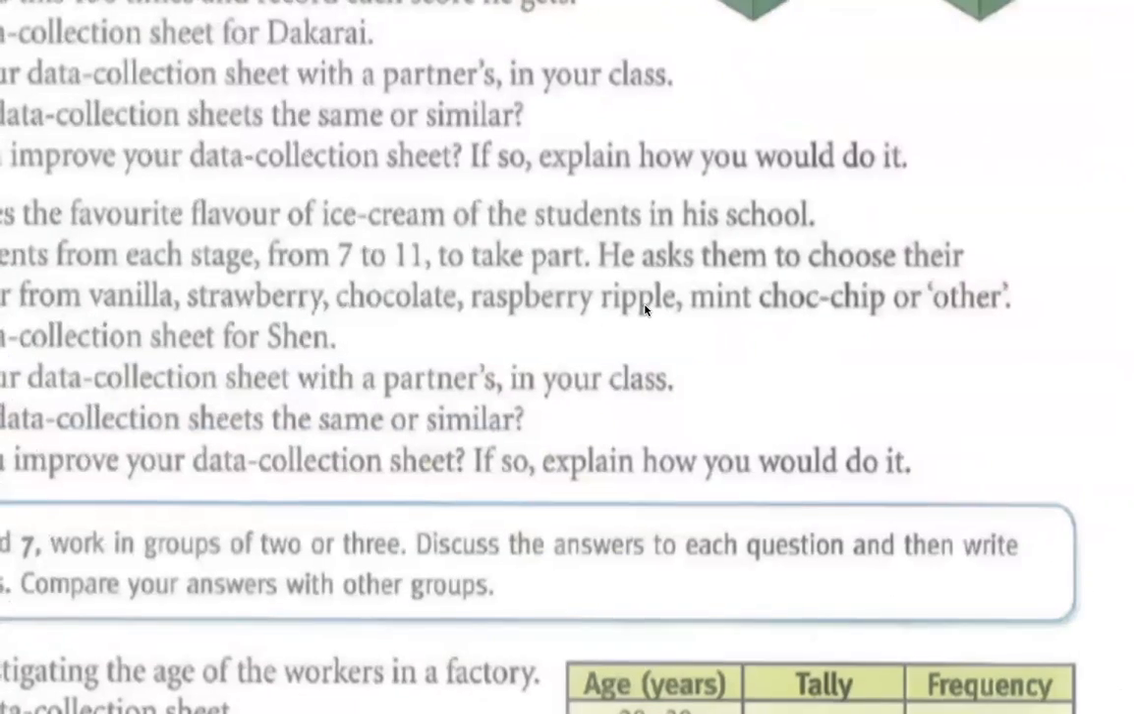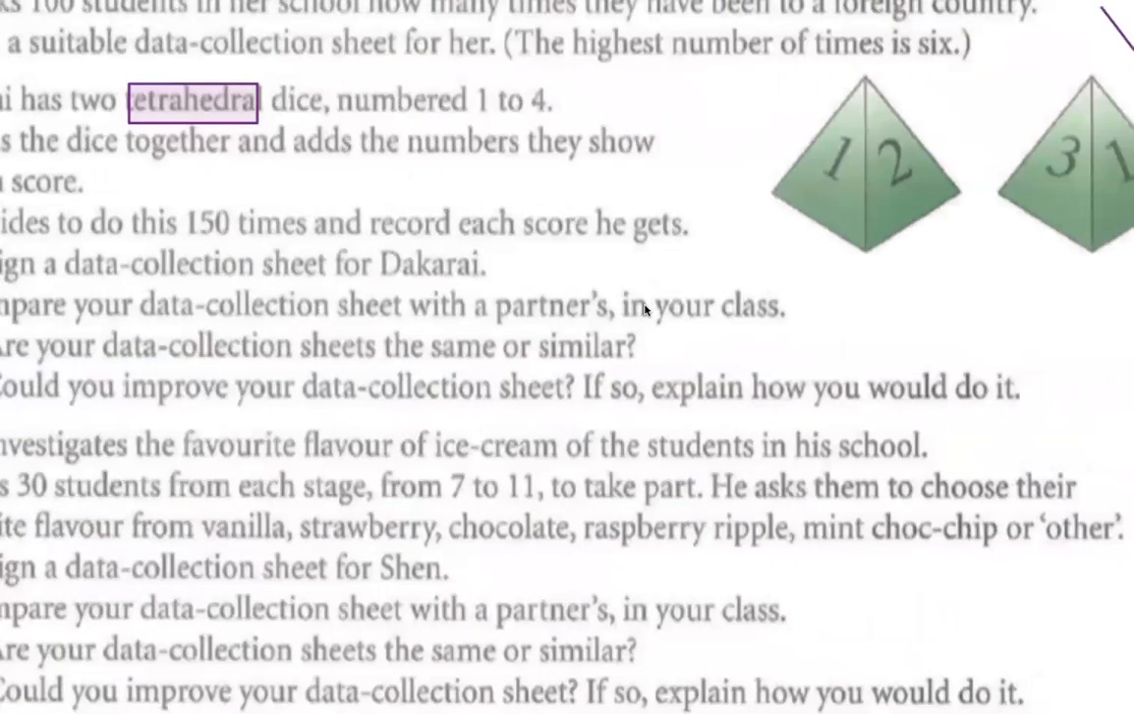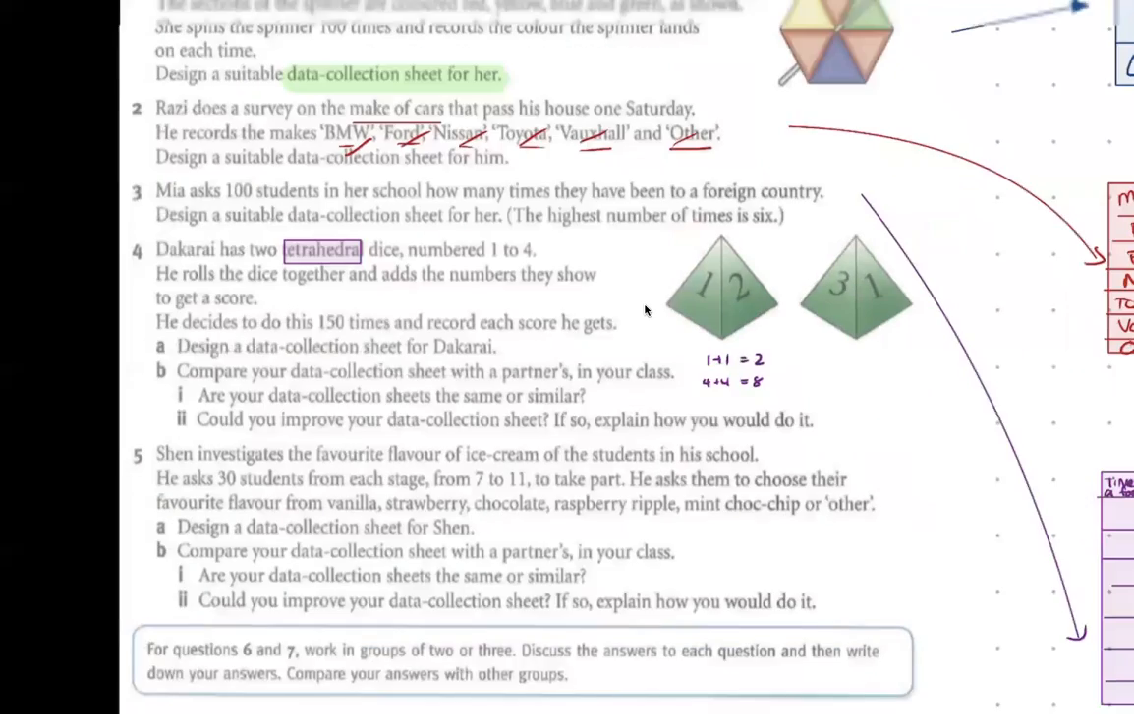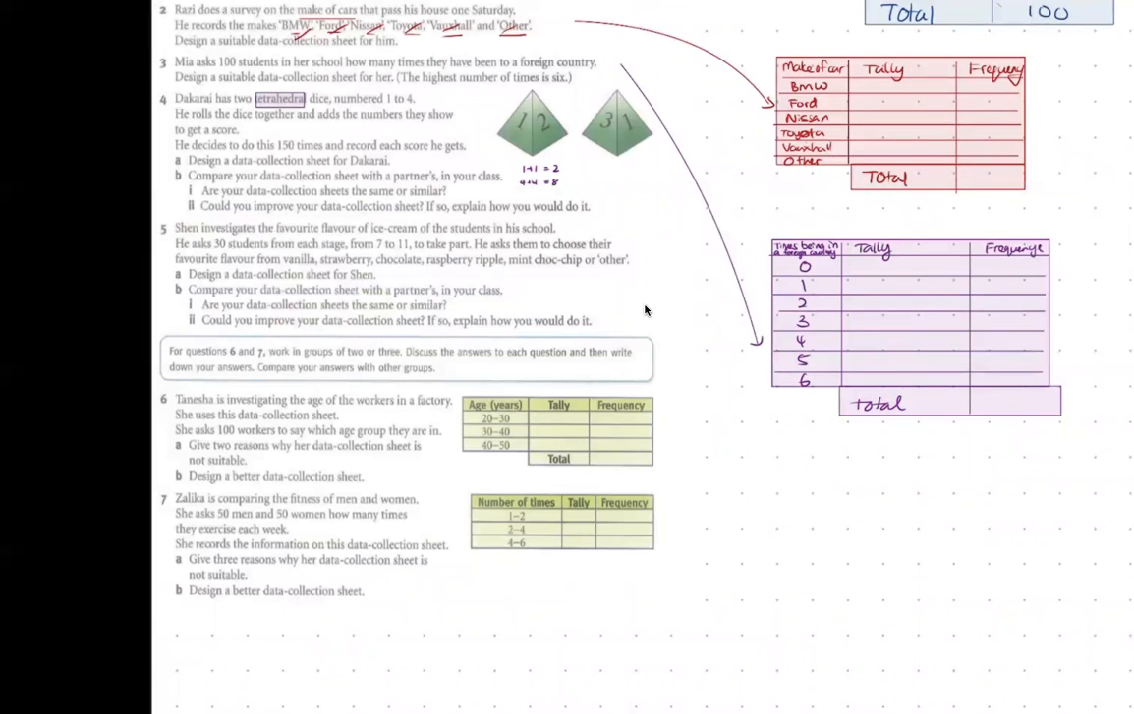Before we start, we need to use a certain amount of reasoning here to see what is the minimum amount and maximum amount. So the smallest amount that we can get is 1 plus 1, which is 2. And then the highest amount that you can get is 4 plus 4, which is 8. So all the numbers in between 2 to 8 are possible, but anything below 2 is impossible, above 8 is impossible. So I need to design a data collection sheet from 2 to 8. So 2, 3, 4, 5, 6, 7, 8. Also the same thing like this one here.